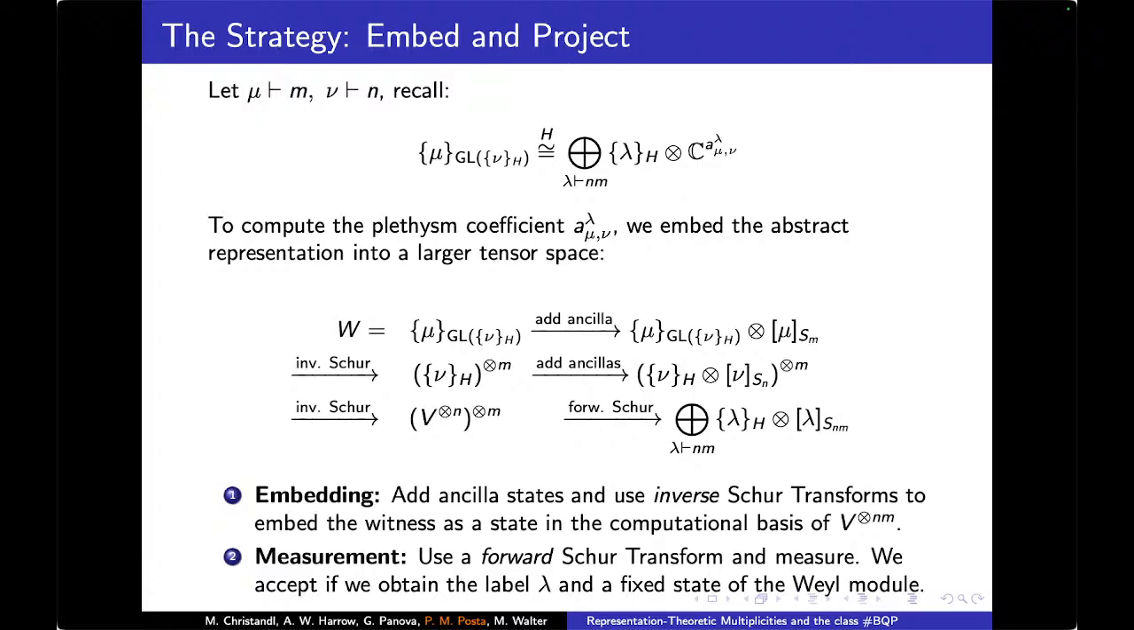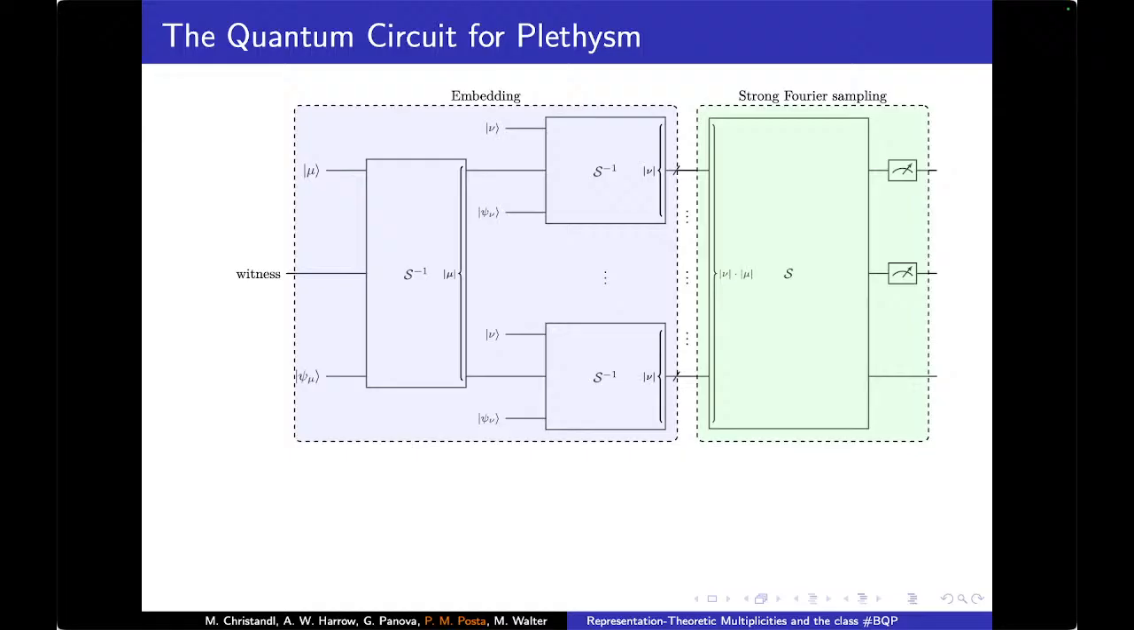So basically what we do is a two-step procedure in which the embedding is everything but the last arrow, in which we embed this plethysm space into this V times NN. And then we do this measurement state in which we want what is called strong Schur sampling, which just means that we look at both the label and a vector inside here. Okay, and this is the circuit if you prefer the circuit, but it's basically the same.